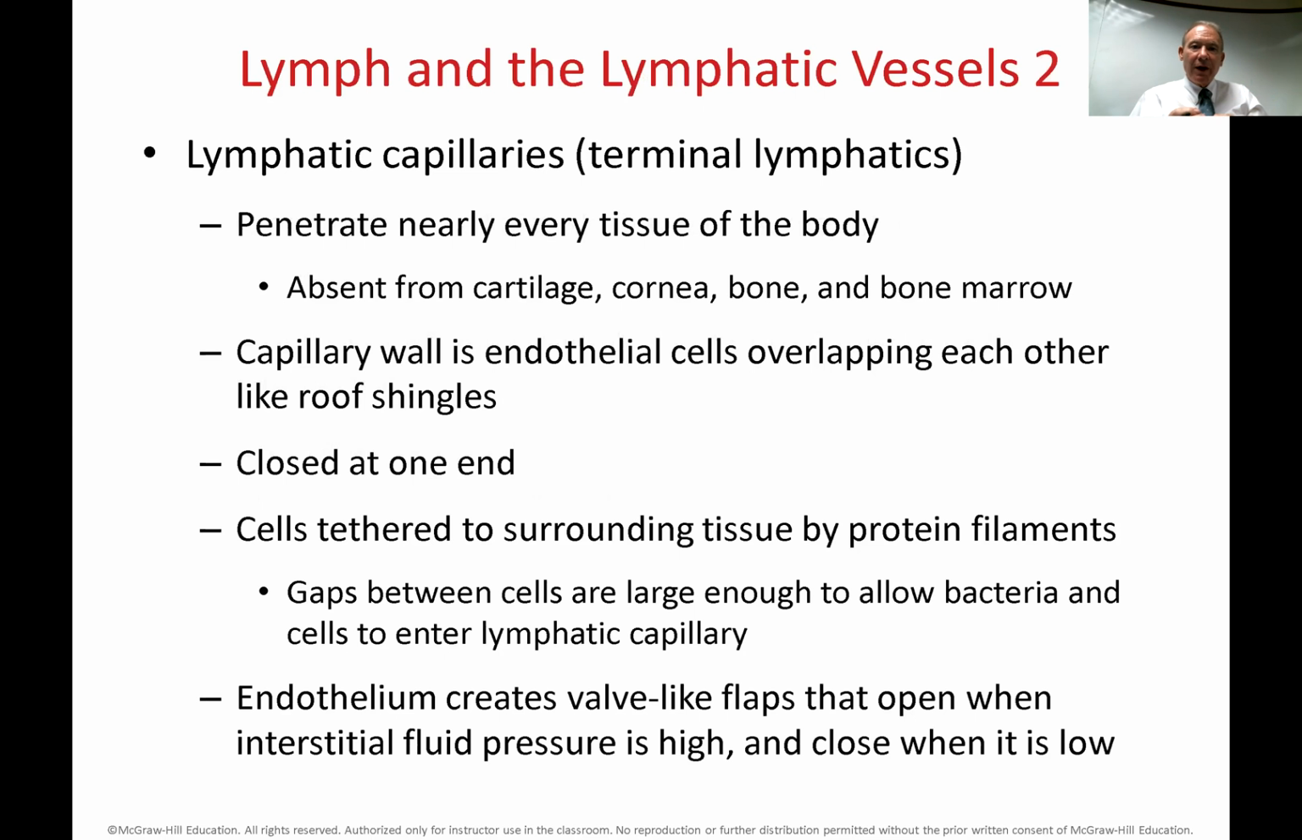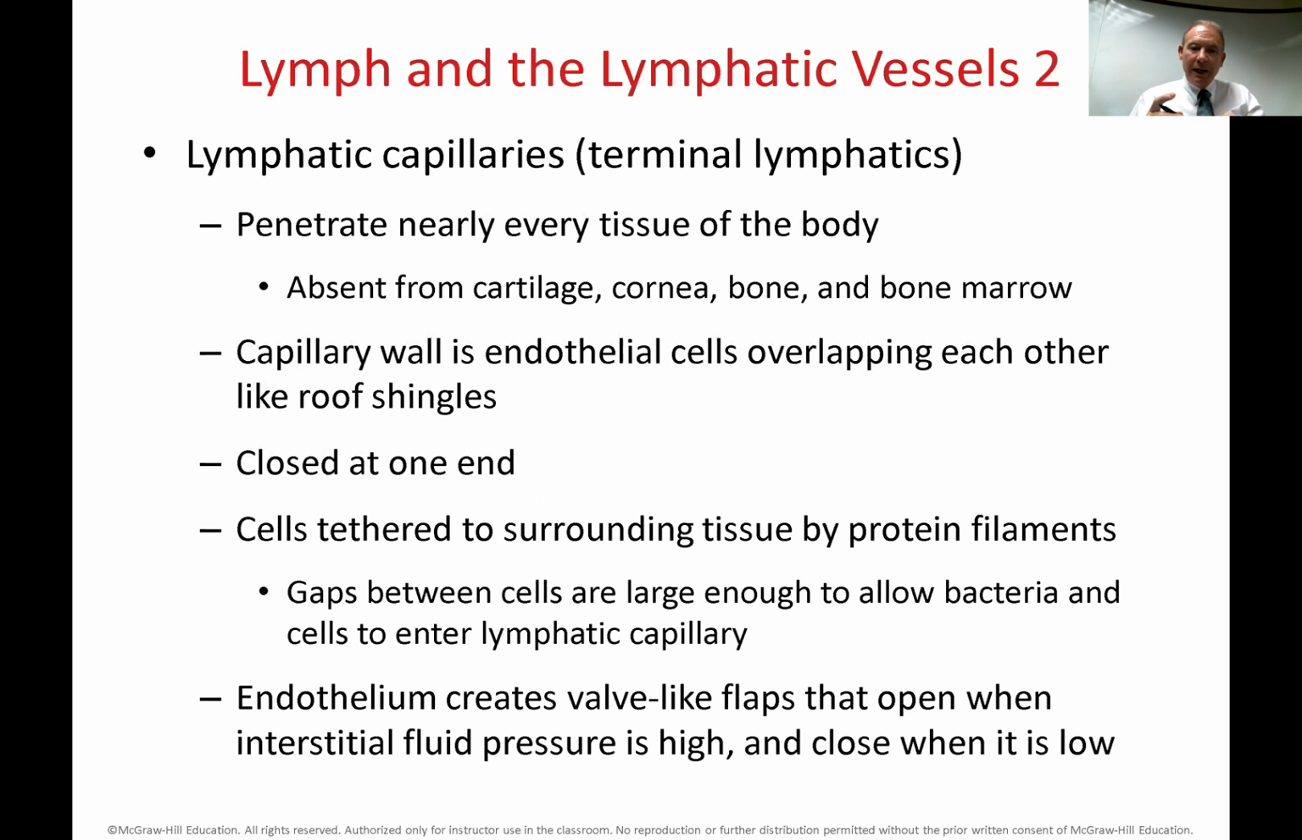So we have lymphatic capillaries, the smallest lymph vessels in the lymphatic system. We find them in just about every tissue of the body. With some exceptions, we don't find them in bone marrow. We don't find them in any portion of the bone. We don't see them in cartilage. We don't see them in the cornea, which, if you recall, is the outer surface of the eye, that clear membranous layer right in front.